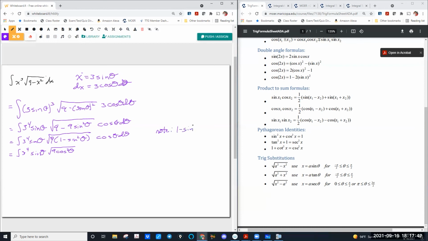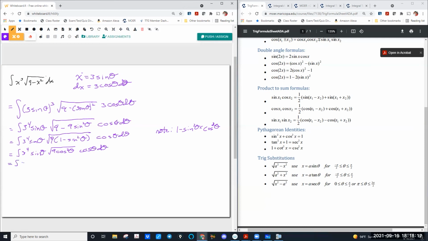One minus sine squared theta equals cosine squared theta. That's our sub there. Cosine theta. Notice what that's going to do. It's going to get rid of the square roots. This is a perfect square.